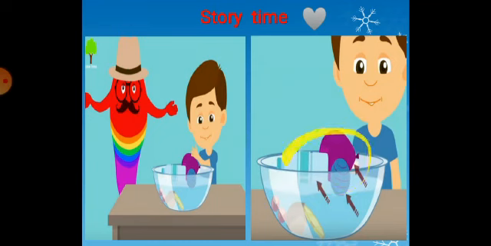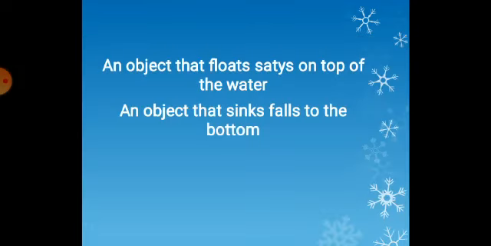Some objects go up and stay on the top of the water, and other objects go down and sink in the water. So here we have two main pieces of information. Number 1, an object that floats stays on top of the water, but an object that sinks falls to the bottom. So here we have float and sink. What does float mean? Float means an object that stays on top. But sink means the object falls to the bottom.